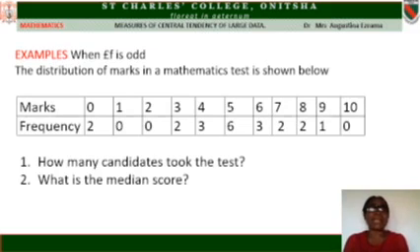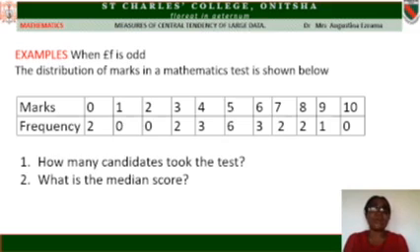Let us look at the example when we have our frequency as an odd number. Example: the distribution of marks in a mathematics test is shown below. We look at the marks now. Marks will have 0 to 10. 0, 1, after 0 you get 1 until you reach 10. Then the frequency, under 0 we have 2.